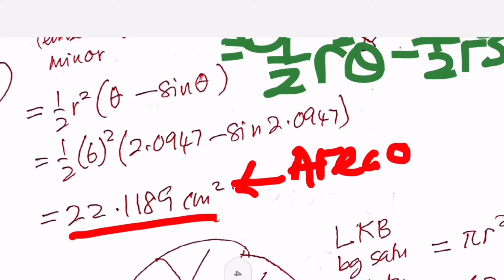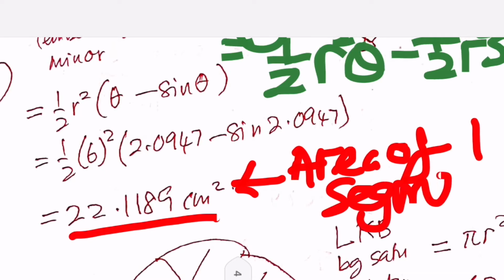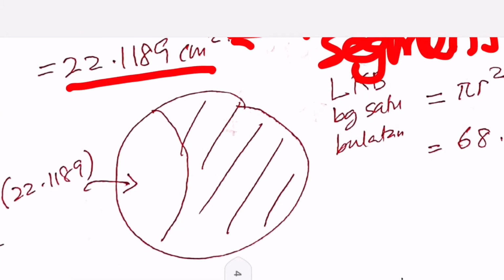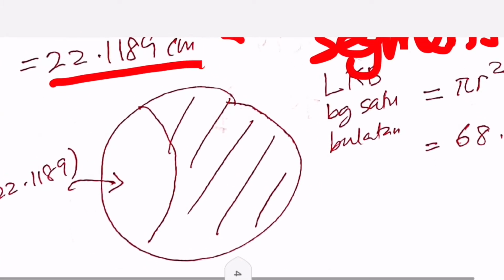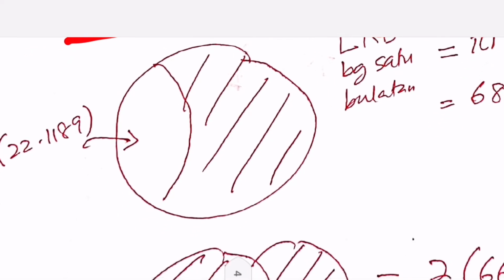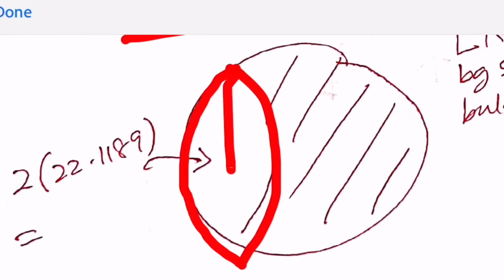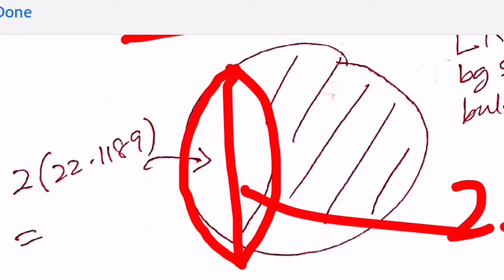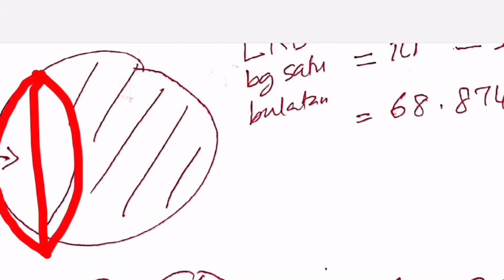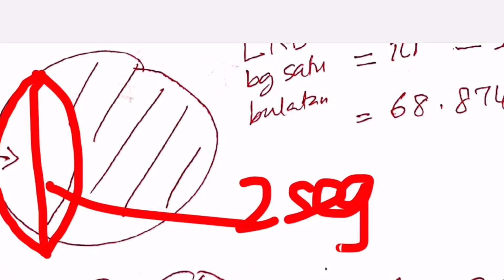When you substitute, your angle must be in radian. If you use radian for sine theta, you have to press your calculator in radian mode, or you can convert to degree. Okay, so this is the area of the segment. It consists of two segments that we need to minus out. After we minus out the two segments, we'll get the area of the shaded region, and we have two exactly the same size, right?